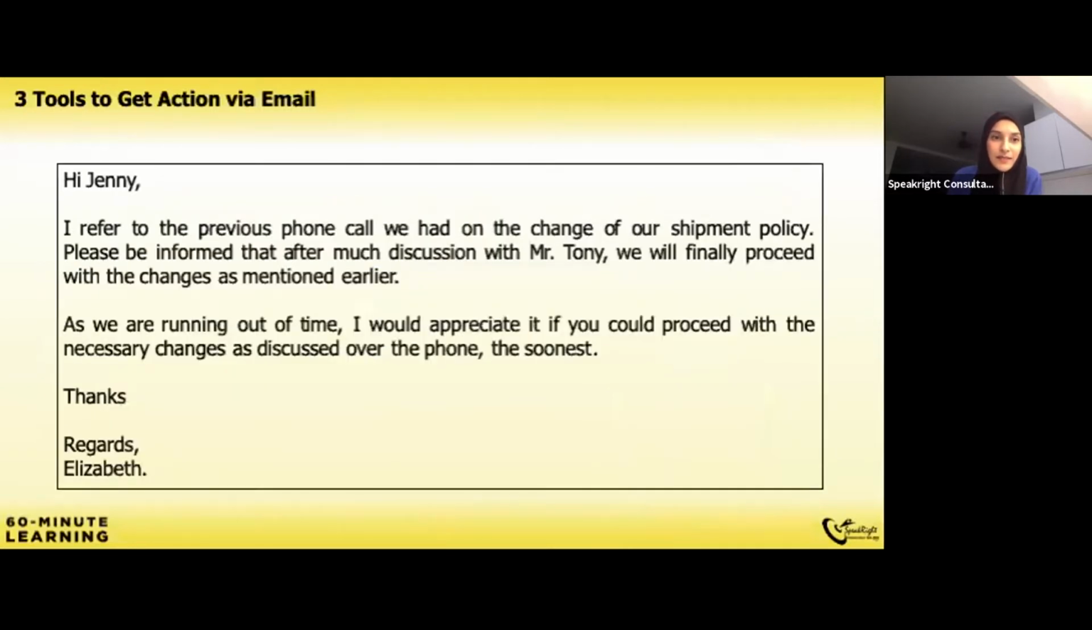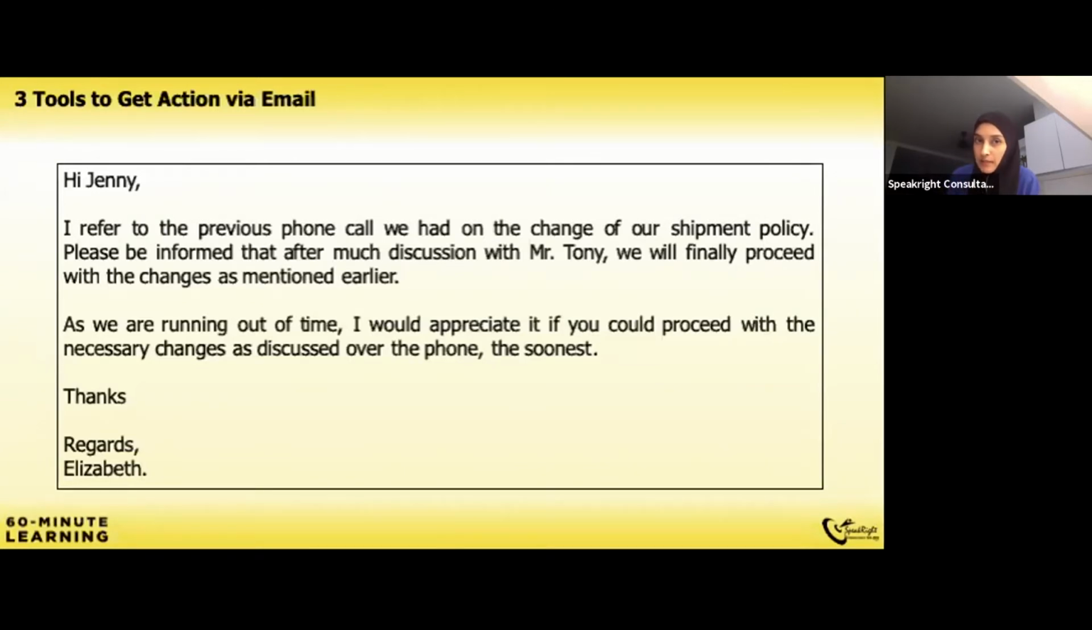Let's look at this. This is an email sent by Elizabeth to Jenny. Jenny will most likely respond to this email. Maybe Elizabeth is her boss, or maybe Elizabeth is someone that she needs to get back to, all right? So Jenny will most likely respond to this email, but there are some issues with this email whereby Elizabeth might not get the response she needs.